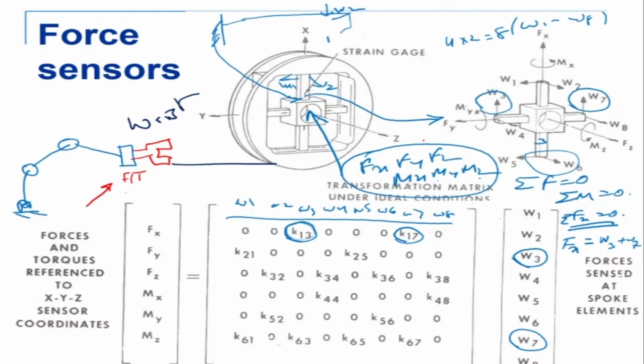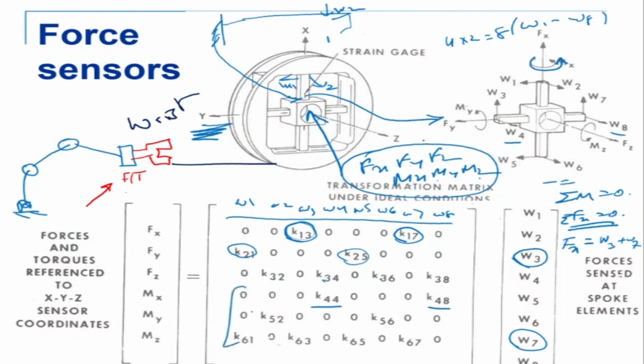In the y direction, which is this side, which are the forces in that direction? It's very easy to see W1 and W5. These are the gains. What about Fz? In the z direction, we see there is W2, W4, W6 and W8. You can refer to this figure and see. In the case of moments, there is a moment about the x-axis, which is Mx. What is causing that? W4 and W8 are the two forces causing the moment about the x-axis. So these three are moments, those three are forces.